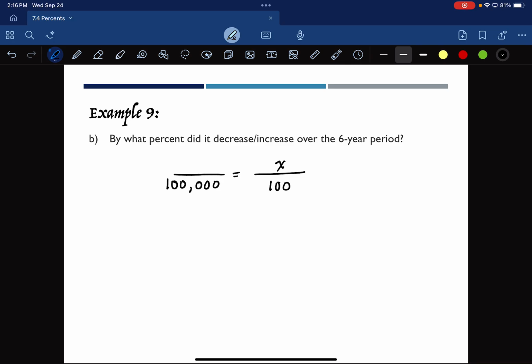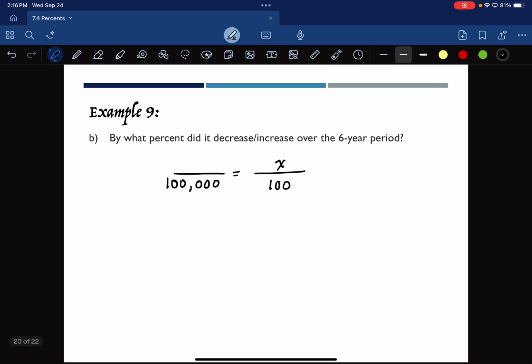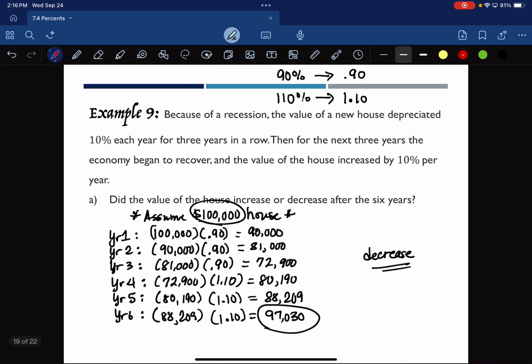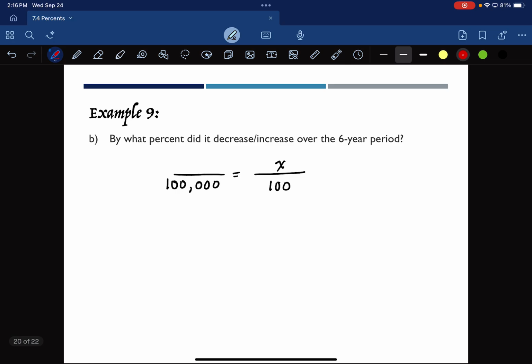The top wants to know how much it increased or decreased. Let's go back over here, because we identified that it did decrease, but not by how much. It started at 100,000 and went down to 97,030. How much did it decrease by? What do we get when we subtract here? 2,970. Yep, 2,970. Is that okay? Again, if you used a different house than $100,000, your answer here is different, but it's going to all come out in the wash in just a second.